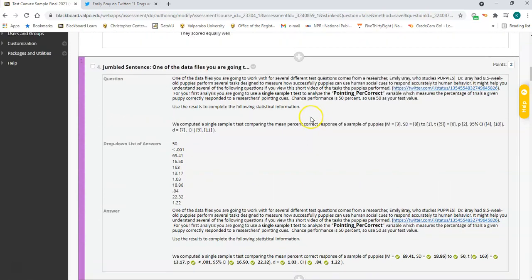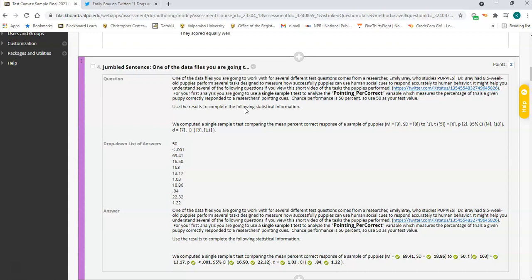Okay, so now this first study or question is asking you to use a single sample t-test, and what you're going to do is compare the average of all the puppies' performance on the pointing task. What percentage of trials did the puppies go to the correct cup that was being pointed at?